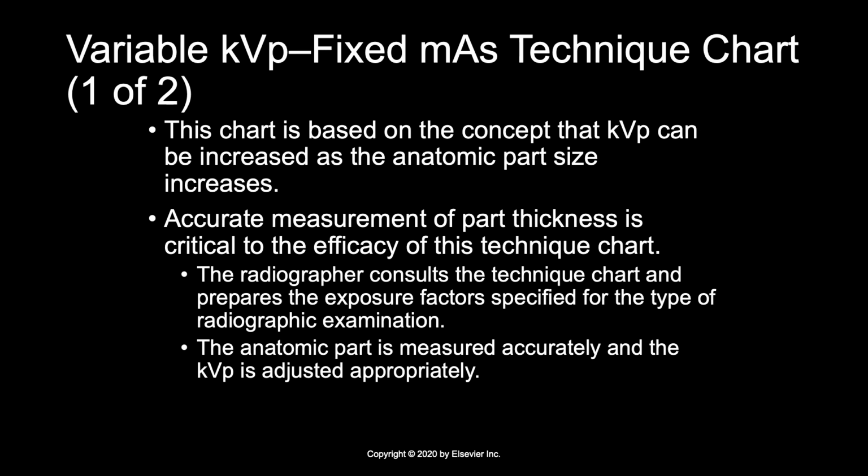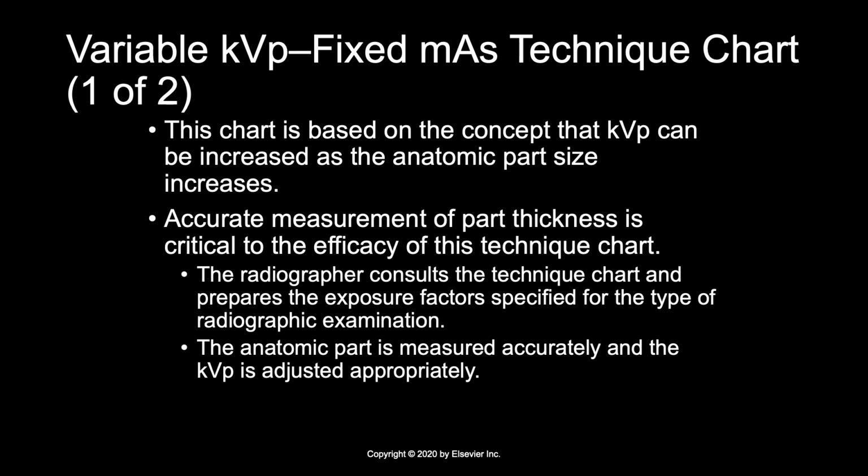We must take an accurate measurement of the part thickness. This is very critical to the effective use of this type of technique chart. Part thickness must be measured accurately to ensure that the 2 KVP adjustment is applied appropriately. The radiographer consults the technique chart and prepares the exposure factors specified for the type of exam. We pick the mAs, the SID, the grid use, and the type of IR, and then the anatomic part is measured accurately, and the KVP is adjusted appropriately depending on the size of the anatomic part.